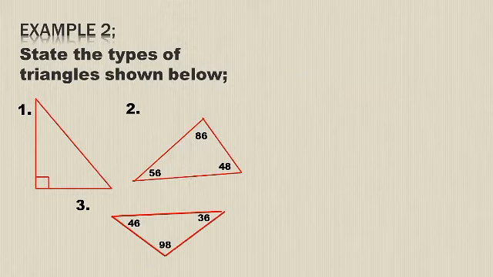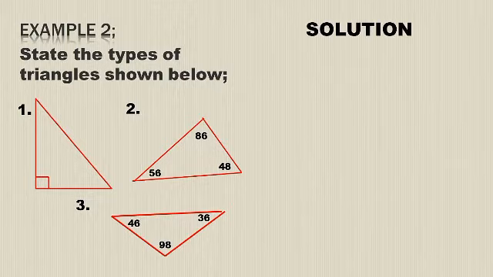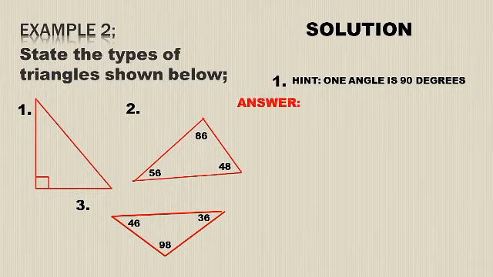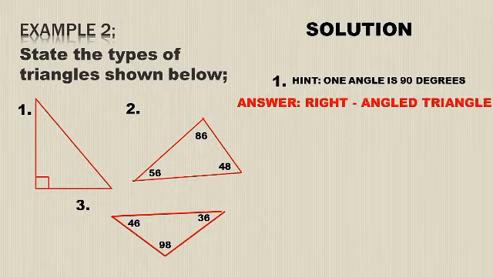Example 2. We shall be identifying these triangles using the angles they contain. Number 1, we have a triangle in which one of its angles is 90 degrees. This is 90 degrees because we have two lines meeting at a point to form an L-shaped perpendicular line. So remember that a triangle with a 90-degree angle is called a right-angled triangle.